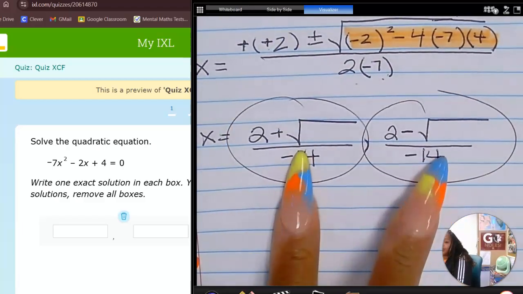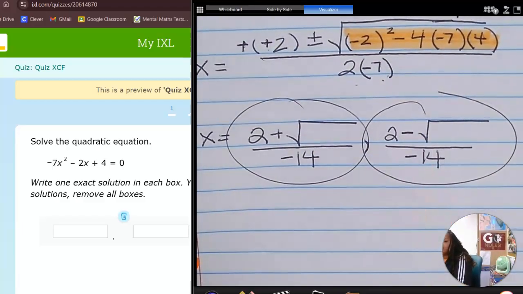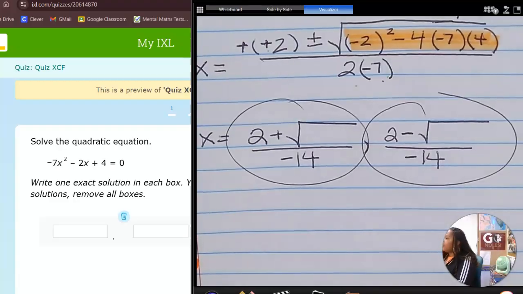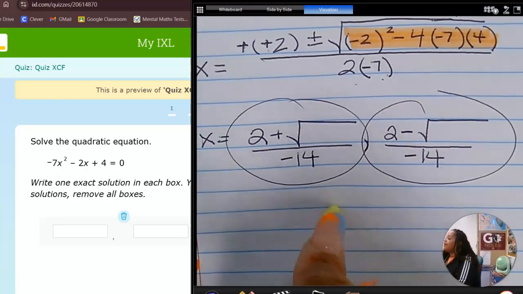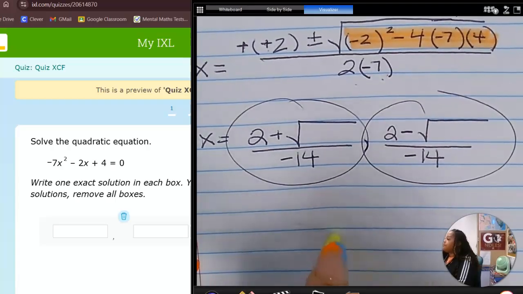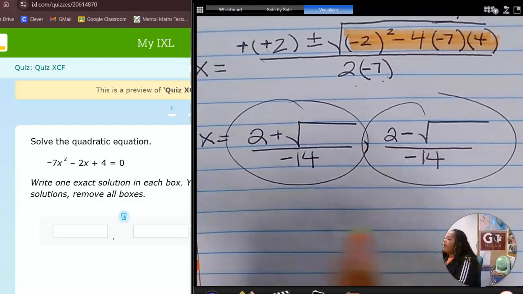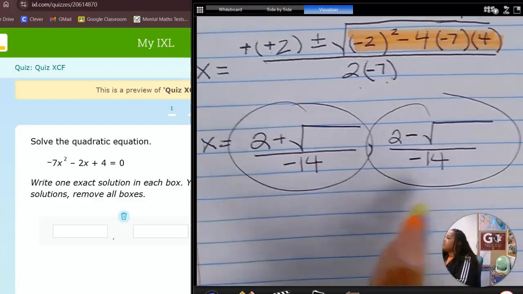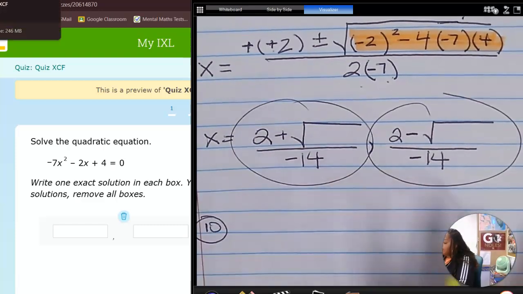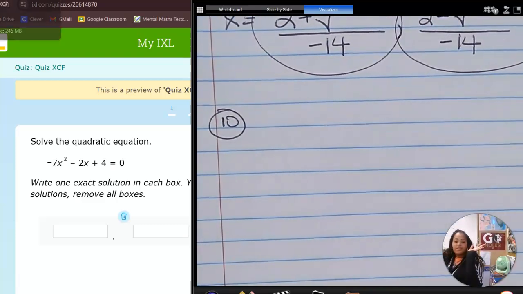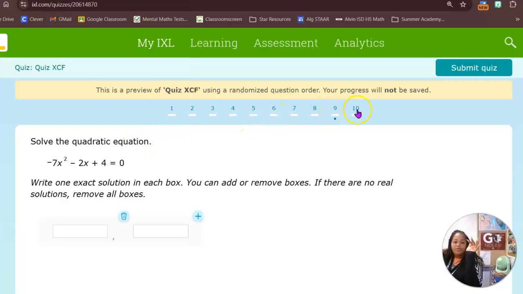If you show your work on your paper properly and you mistype something into your IXL quiz, I'm still giving points for that. It has to be on your paper while I'm grading it. You can't go do it backwards. The work comes first, then you type it in. And then question 10 for me. I'm just filling this in, and y'all are going to fill it in and type in your answers on your quiz.